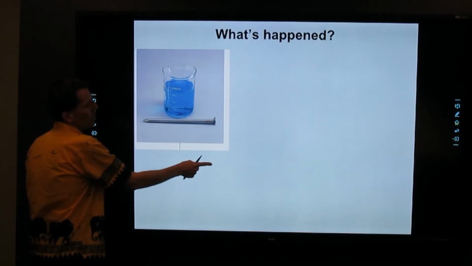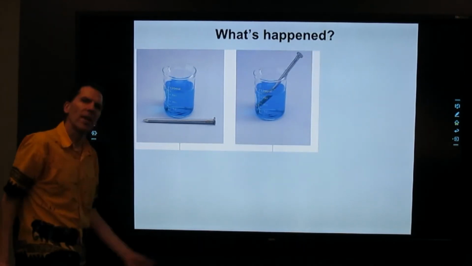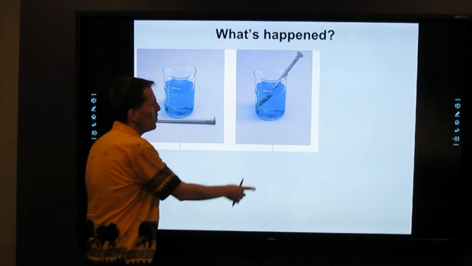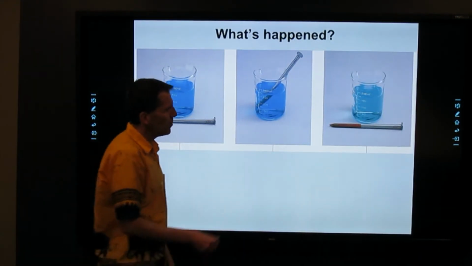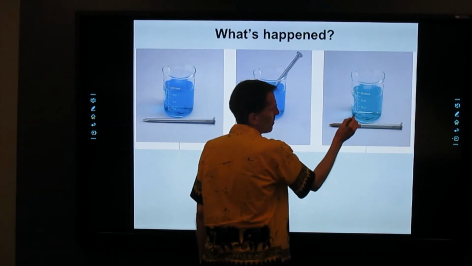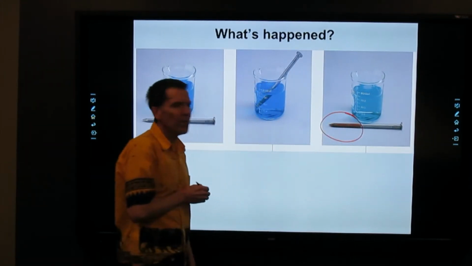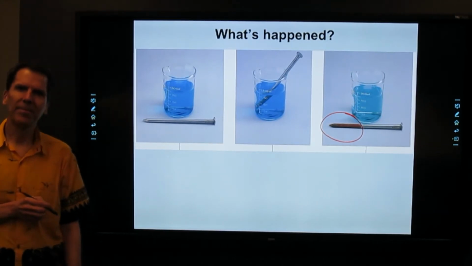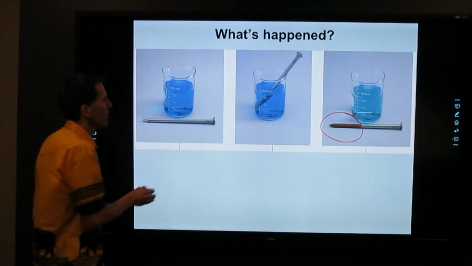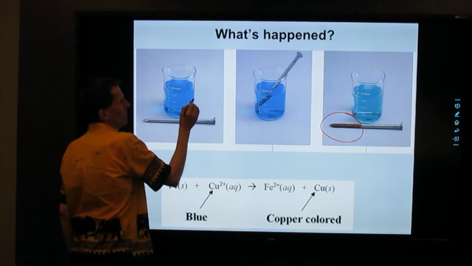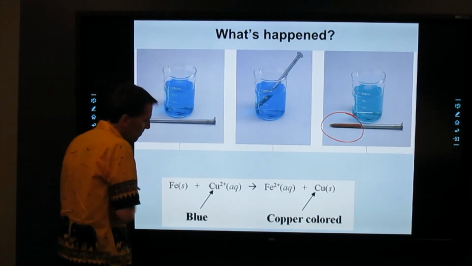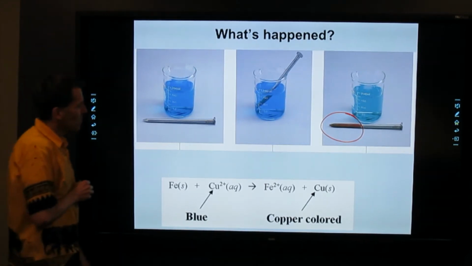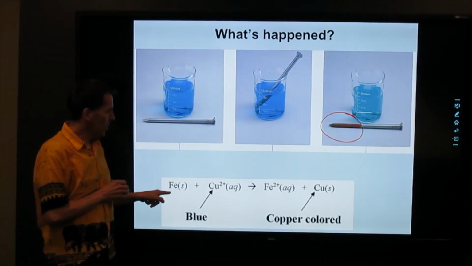What we would have done in class is you put the nail in there for maybe 10 or 20 seconds. And then when you pull it out, if you look carefully at your screen, you'll see that the nail now has a copper coating on it. The blue solution here contains Cu2+, and then we dip the nail in there.